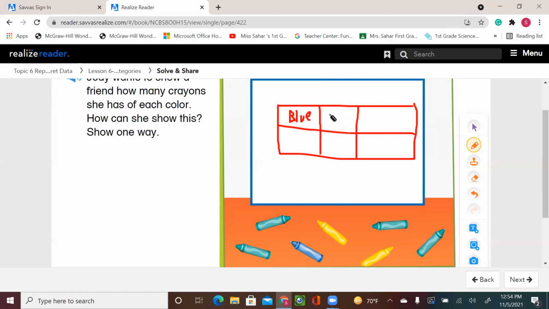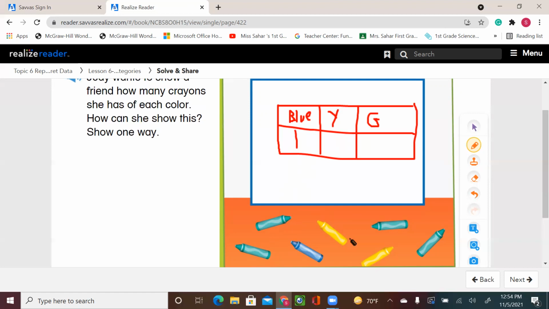And we have yellow. And we have green. I'm just gonna put G for green and Y for yellow. So let's count how many blue? 1. So I'm gonna make just 1 straight line because I have only 1 color in blue.